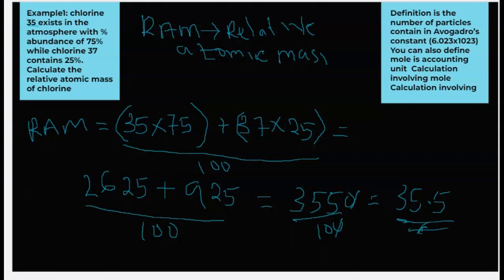Always the relative atomic mass value is closer to the mass that has the highest percentage. So between chlorine 35 and chlorine 37, which one has the highest percentage? Chlorine 35 has the highest percentage, and its mass of 35 is closer to the relative atomic mass. That's where you can also check your answer. Okay, thank you.